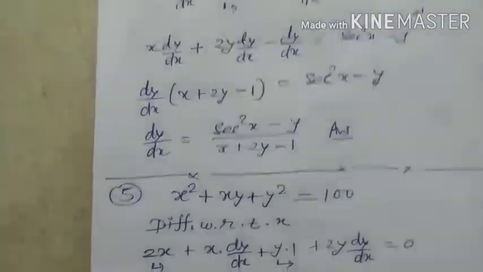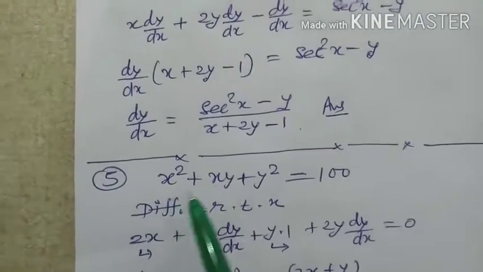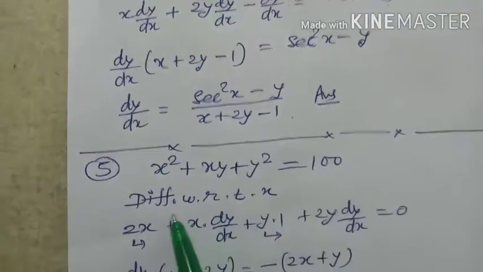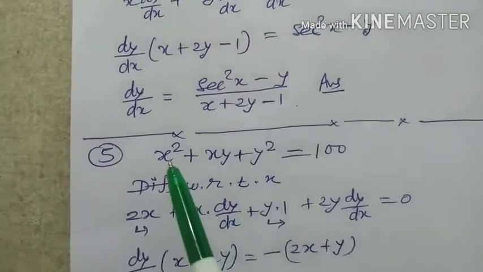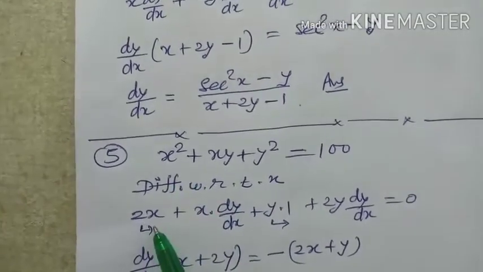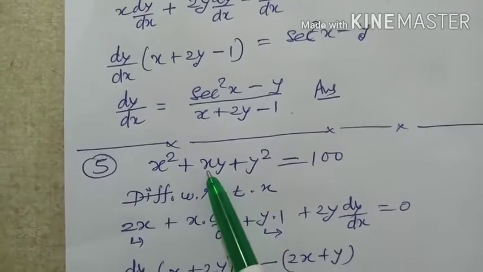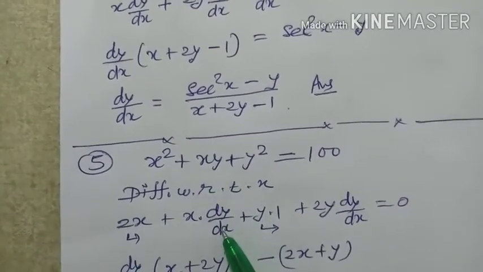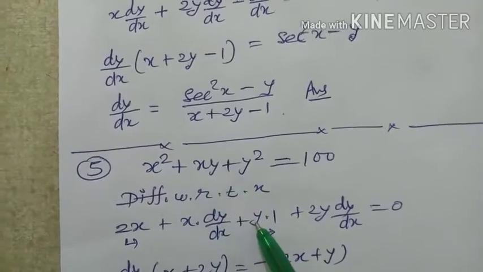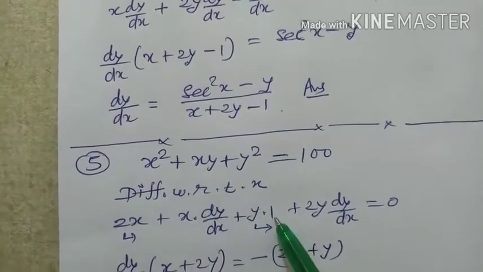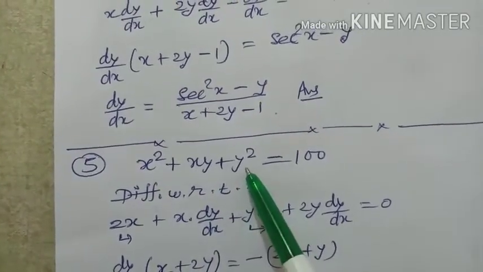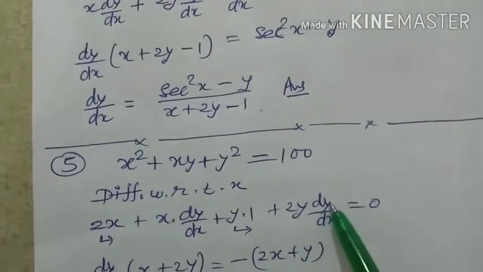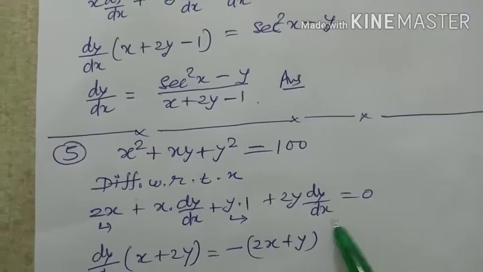Now next question number 5. x square plus xy plus y square, which is equal to 100. So differentiate with respect to x. Differential of x square is only 2x. Here we will use product law. First function as it is, differential of second, it means dy upon dx. Now second as it is, it means y as it is, differential of first, that is 1. And differential of y square is 2y, and dy upon dx also.